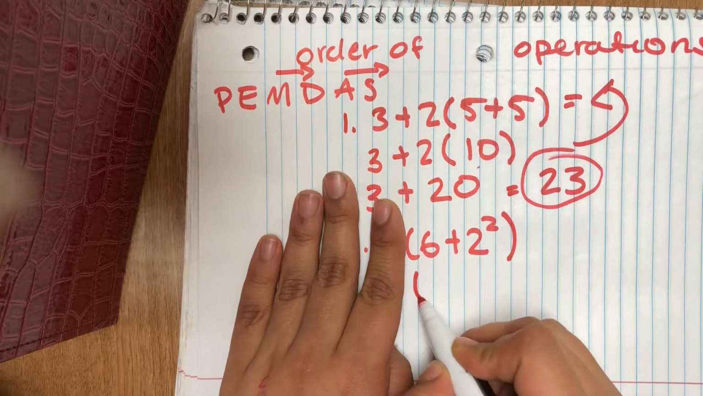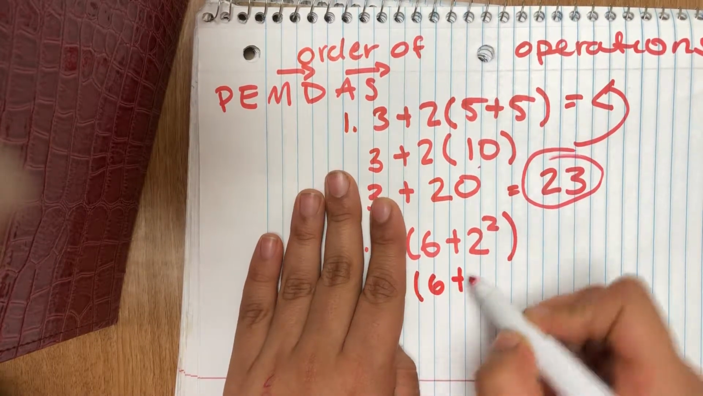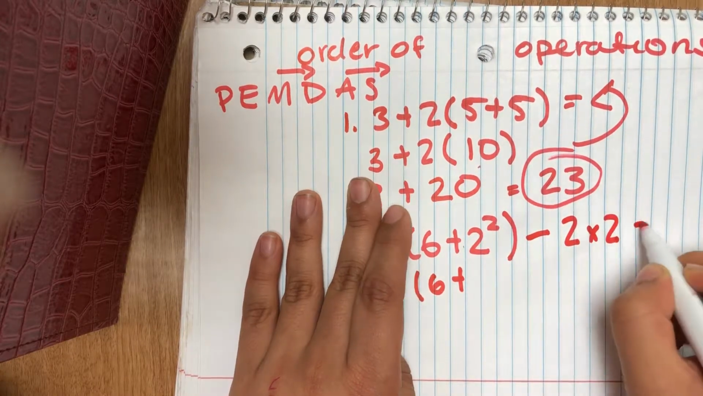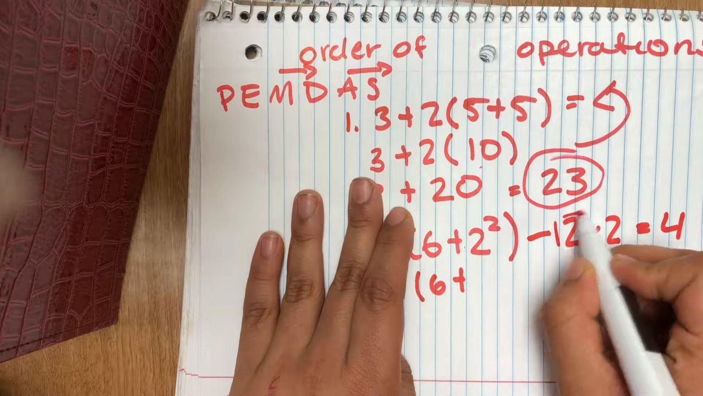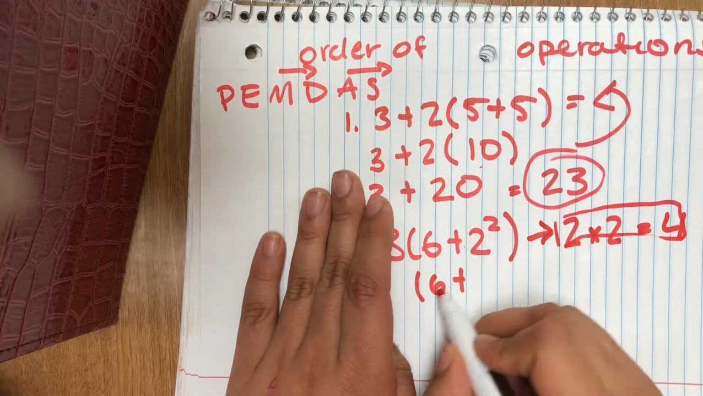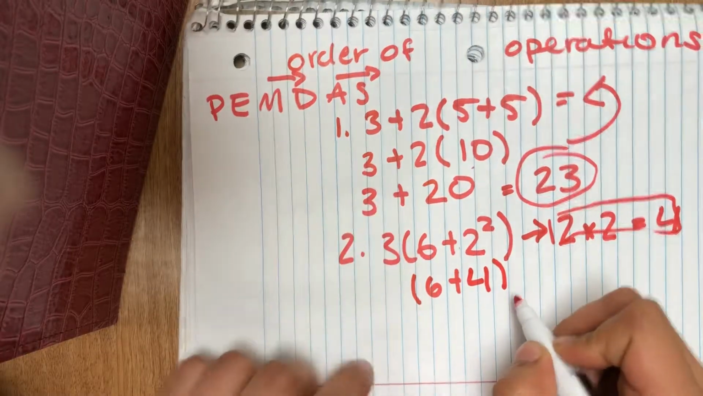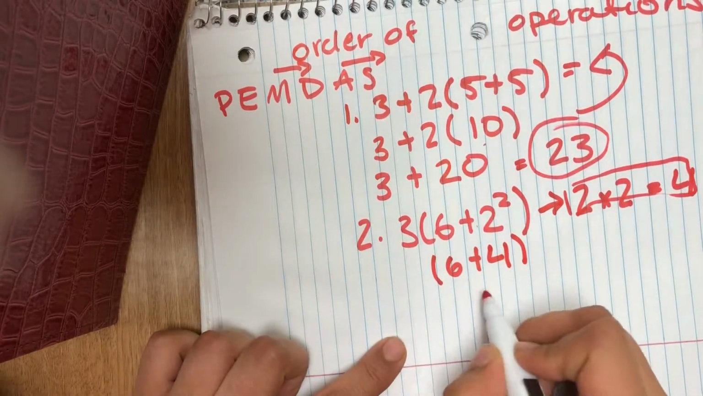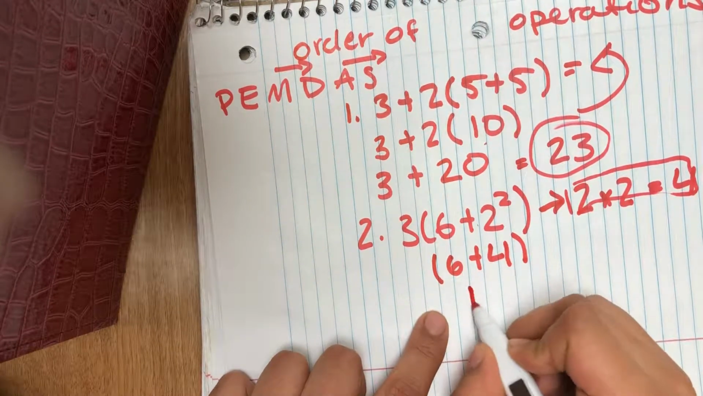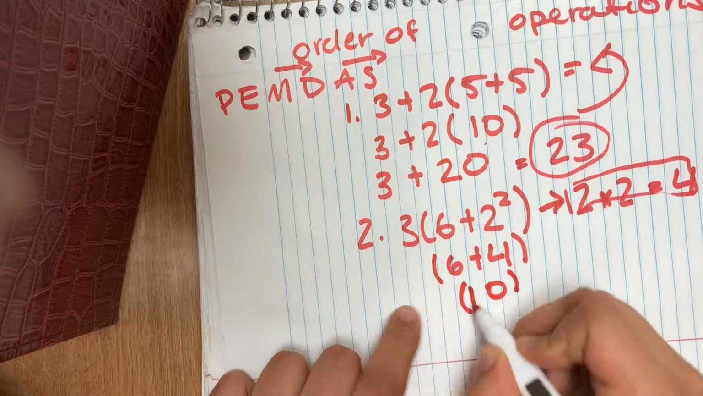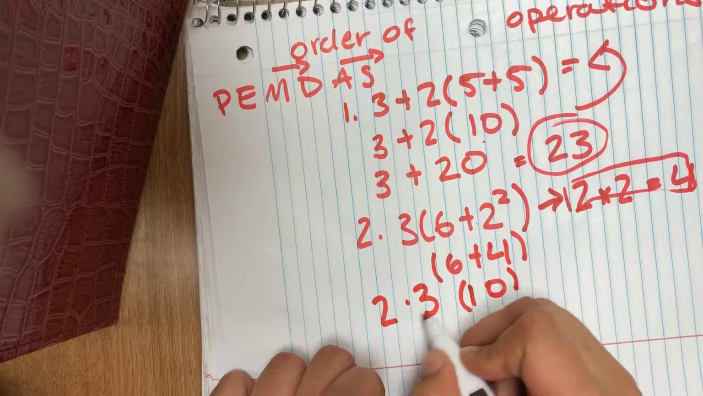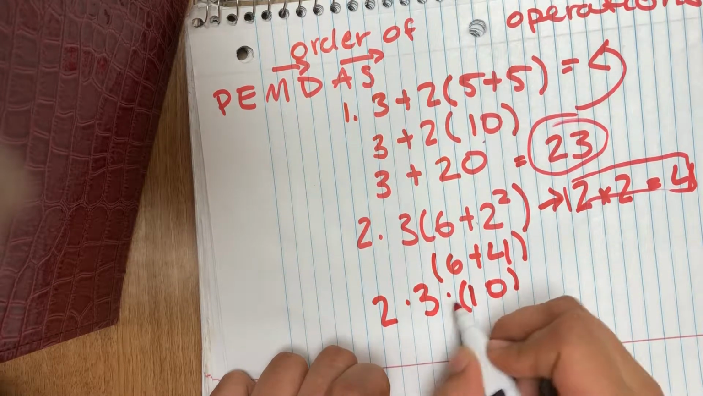So let's isolate this parenthesis and do 6 plus 2 to the second, which is just 2 times 2, which equals 4. So we have 6 plus 4. So now we can do that in the parentheses. 6 plus 4 is 10. And then we bring down the rest of it, which is 3 times 10.